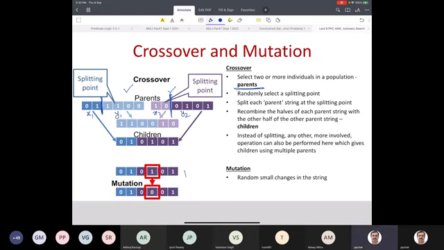Mutation is, from one element, you mutate 1 bit. These zeros and ones are called genes. So you mutate 1 gene, make it 1 to 0 or 0 to 1. Small random changes in the string. So the whole process is you do a crossover and a mutation, and you create new children from the old population to the new population. Any questions?